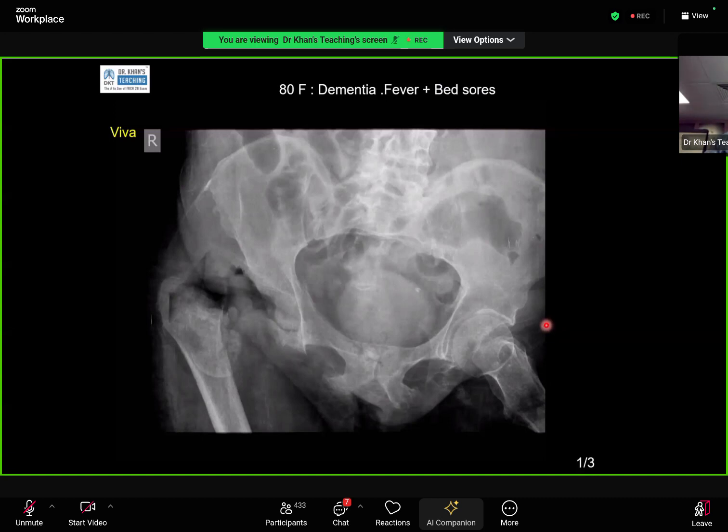This patient is 80, female, dementia, fever, bed sores. Over to you. I'm presented with a pelvis radiograph of an old age female patient. I can see that there is destruction of the femoral head with dislocation, and also there are multiple air locules projecting over the proximal end of the right femur. So I am concerned about septic arthritis caused by a gas-forming organism, maybe, and it caused destruction.